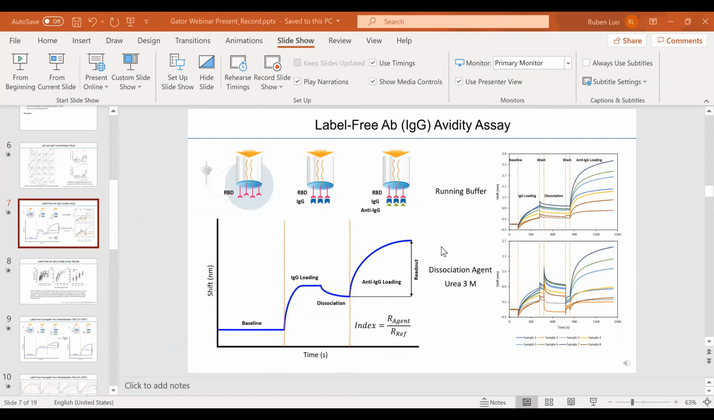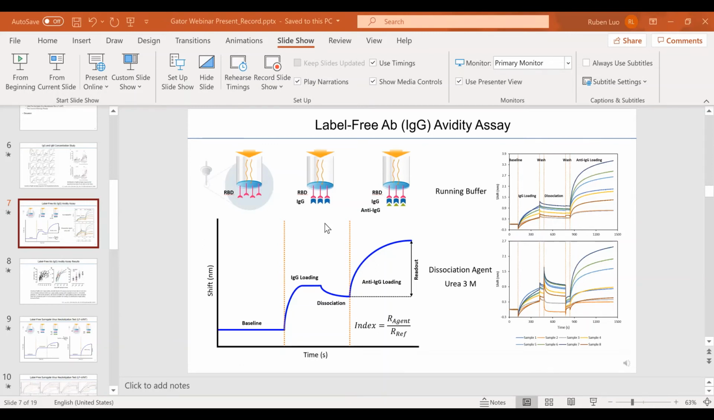So what we do here is, as I described, we first want to form an immune complex, in our case on the sensing probe. As you can see here, we have the immune complex formed in this step. And then we either place the sensing probe into running buffer, or we place the sensing probe into urea. So these are actually two different processes.